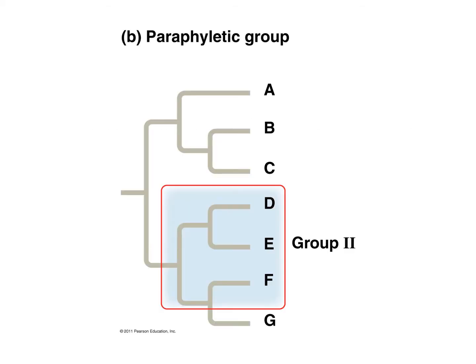So here's an example of a paraphyletic grouping. So again, let's say you had a pre-existing classification scheme that put D, E, and F in one group separate from G. But when you generate your tree based on your data in the cladistic mode, you realize that's not a valid grouping. That is a paraphyletic group because it must include taxon G to be monophyletic.